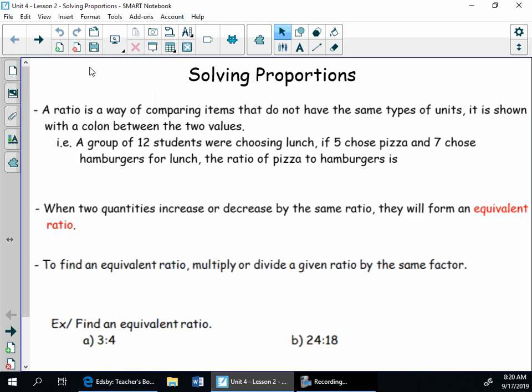In this lesson, we're going to examine something we've seen before, proportions, things that are equal but different. We're going to approach them from a more algebraic point of view this time, as opposed to just a numerical one. So some quick reminders.